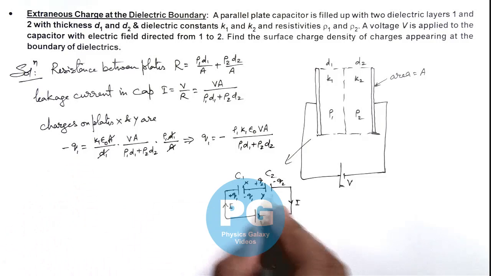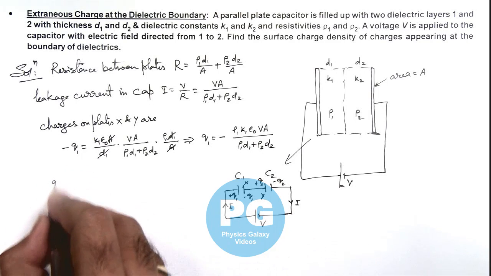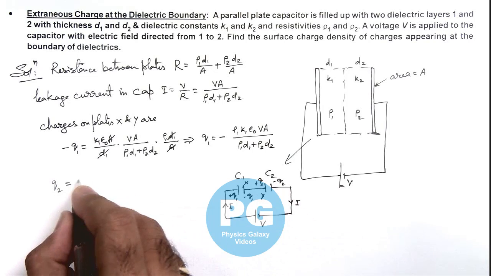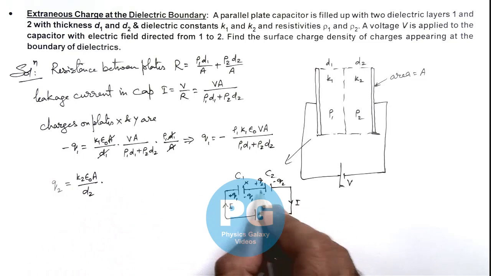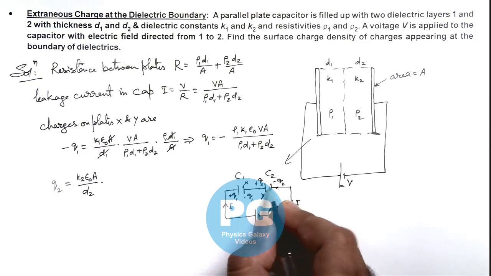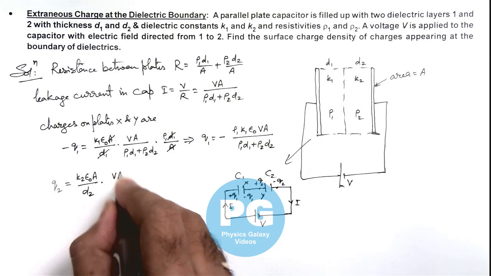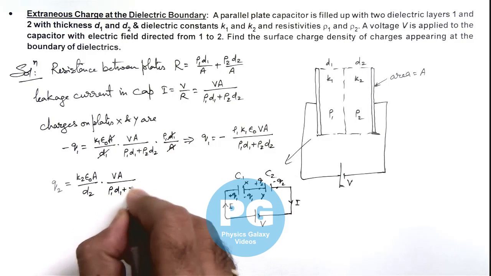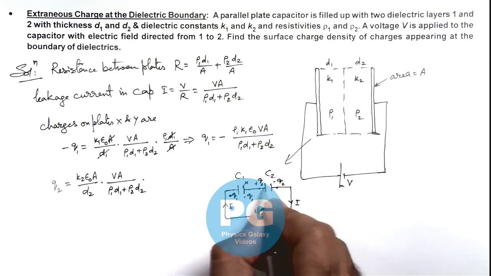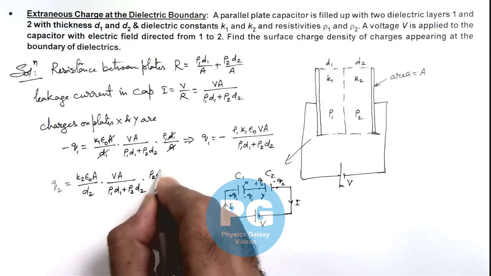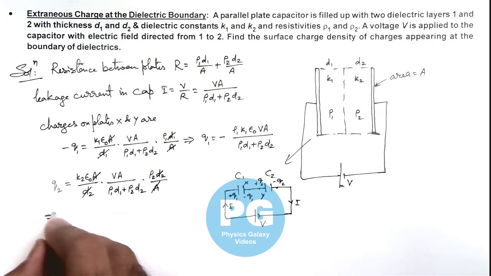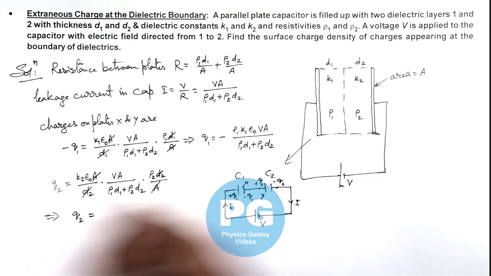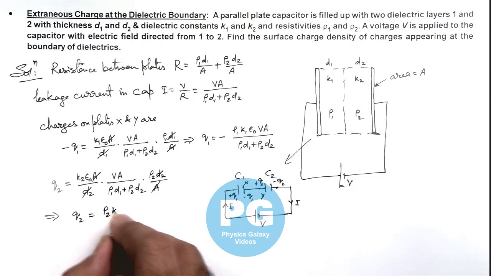Similarly, the charge on capacitor C2 on plate Y we can write as Q2, which equals C2 V. So C2 is k2 epsilon naught A by d2, multiplied by the potential difference across this capacitor, which is again IR. Here I is VA upon ρ1 d1 plus ρ2 d2, multiplied by its resistance, which is ρ2 d2 by A. So d2 by A gets cancelled out, and simplifying gives the value of Q2 as ρ2 k2 epsilon naught VA divided by ρ1 d1 plus ρ2 d2.